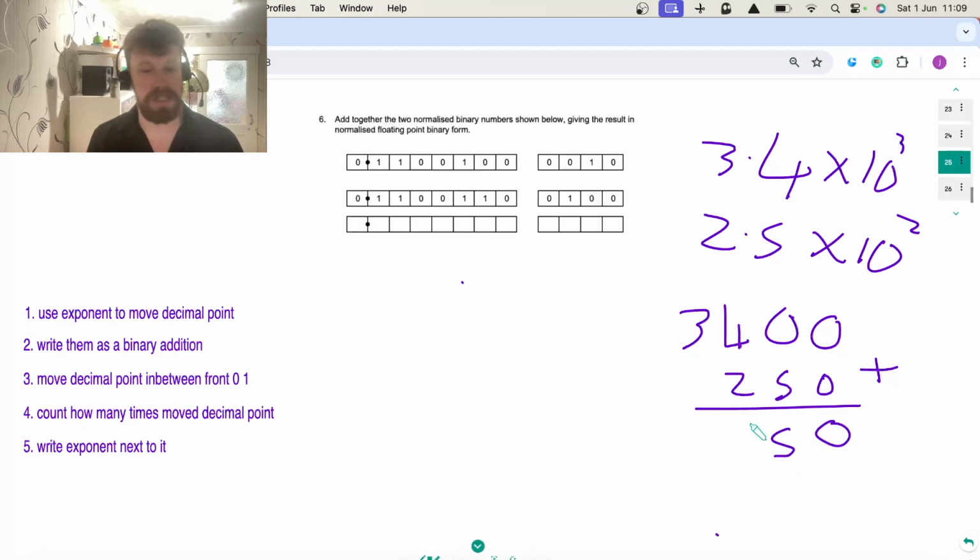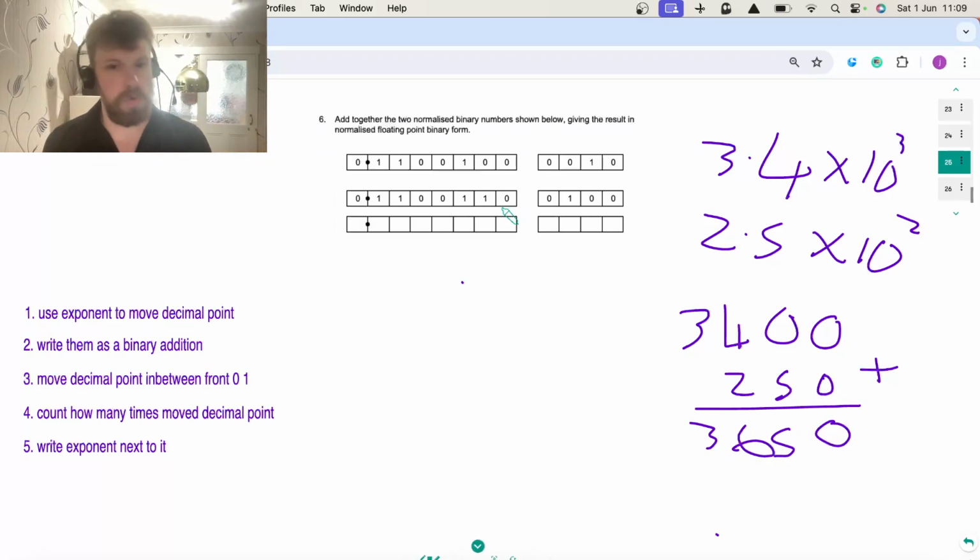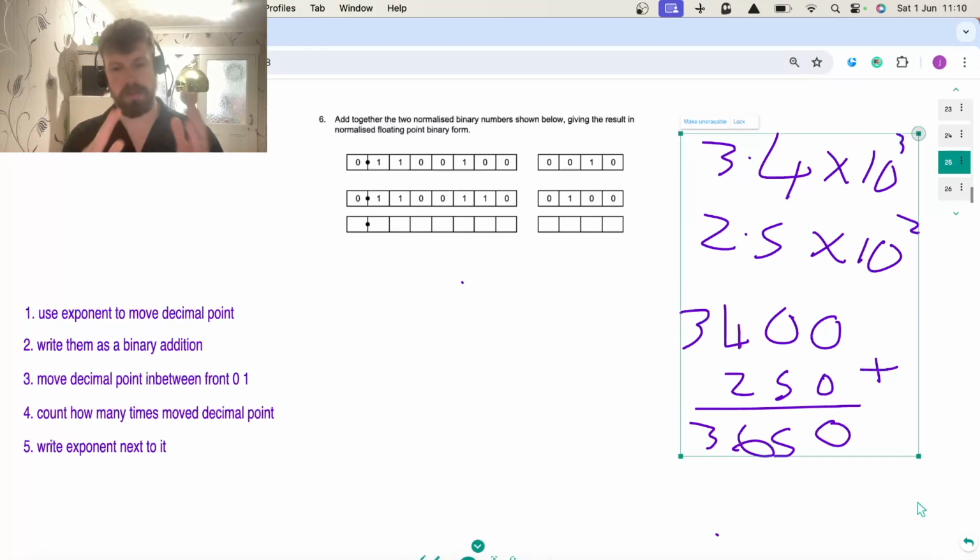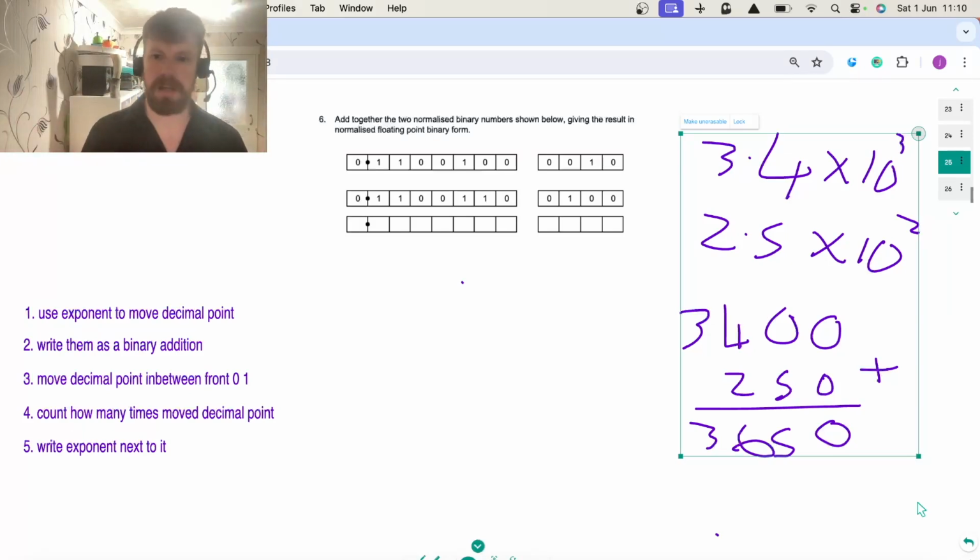And the principle is exactly the same with what we're going to do, even though it's in binary. We have to move the decimal point, rewrite them, and then we can use binary addition to add them. So that's the general gist of what you're trying to do: you move the decimal point and then perform binary addition on them, and then normalize the number, and then that is going to be your answer.